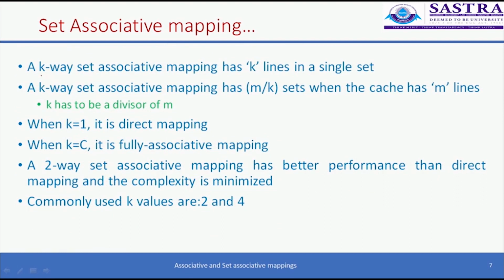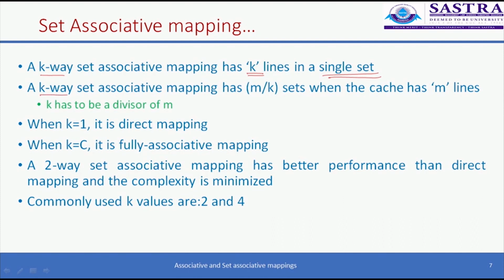A k-way set associative mapping has k lines in a single set. A two-way set associative mapping means it has only two lines in a set. Four-way set associative mapping means it has four lines in a single set. In each and every set we have four lines.